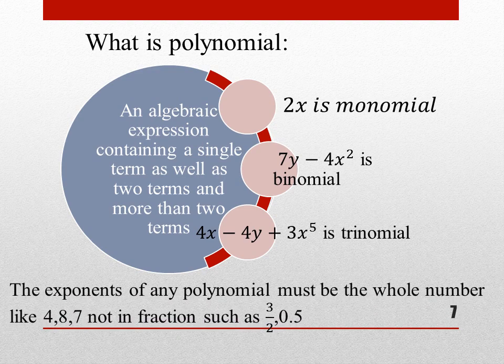The exponent of any polynomial must be a whole number like 4, 8, 7, not a fraction such as 3 upon 2, 0.5. जो पावर्स हैं आपके पास अल्जेब्रिक एक्सप्रेशन की, पॉलिनोमियल की, वो होल नंबर होनी चाहिए.